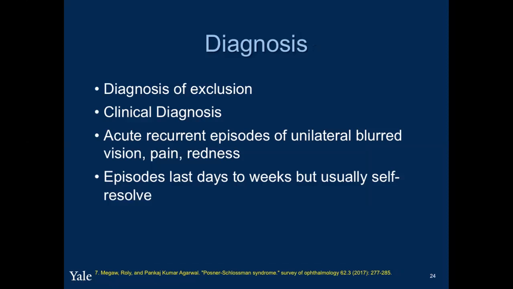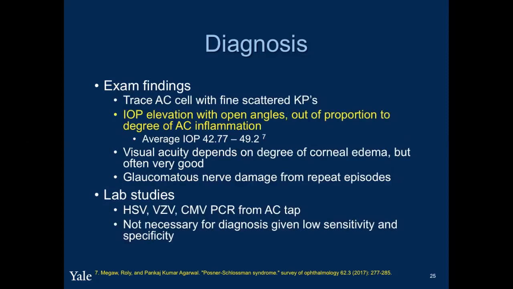How do we make this diagnosis? Well, it's a diagnosis of exclusion, and after ruling out any other potential causes of the elevated IOP, including but not limited to things like angle closure glaucoma and infectious or herpetic uveitis, we make this diagnosis really based on their clinical exam. So these patients will present with acute recurrent episodes of unilateral blurred vision, pain, and redness. And these episodes will last anywhere from days to weeks. But they'll usually self-resolve. And on exam, they'll oftentimes have some trace AC cell and possibly some fine scattered KPs.